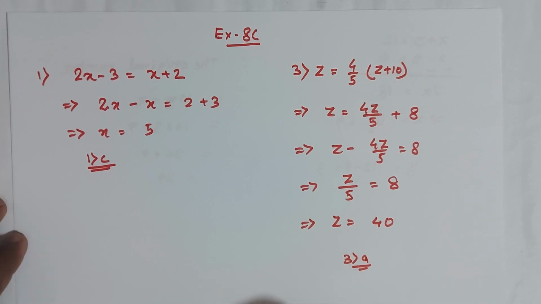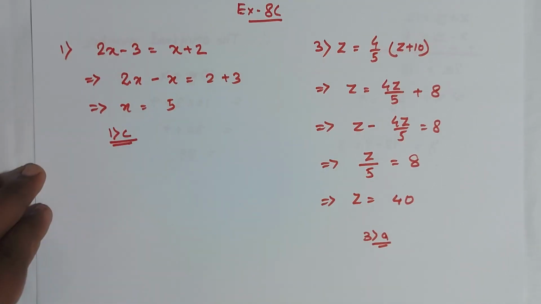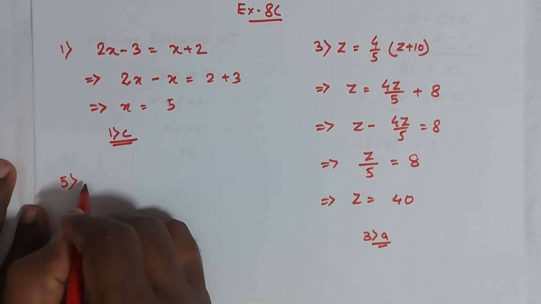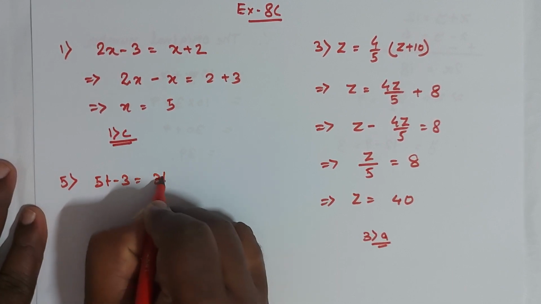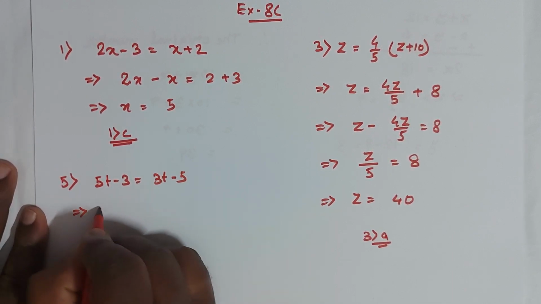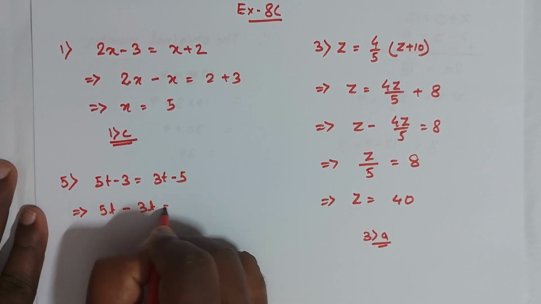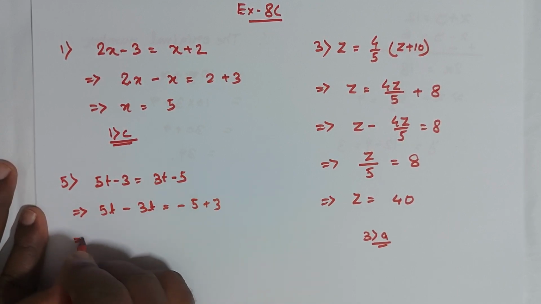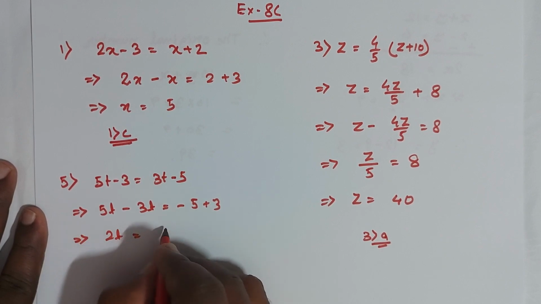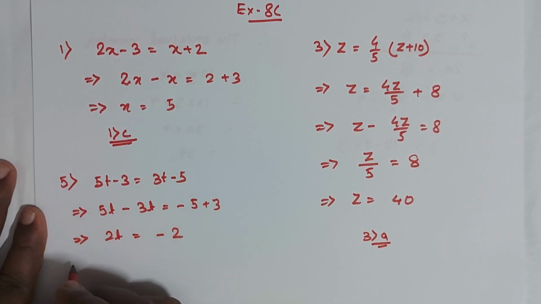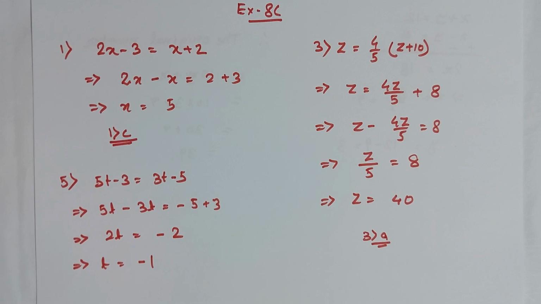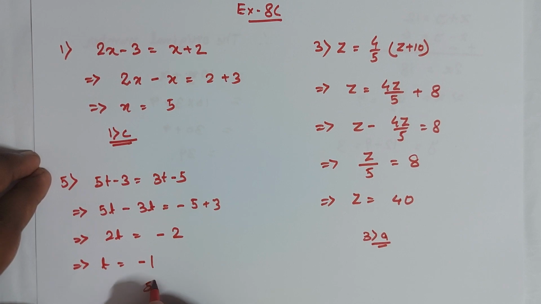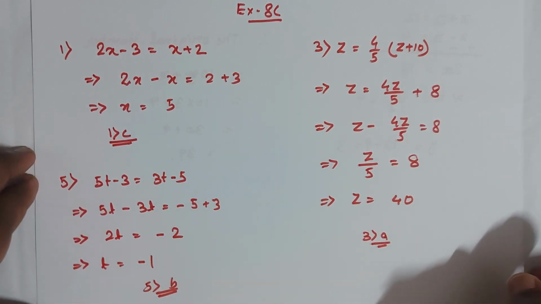Okay, next is question number 5. In question number 5, 5t minus 3 is equal to 3t minus 5, or 5t minus 3t is equal to minus 5 plus 3, or 2t is equal to minus 2, or t equals minus 1. Okay, this is our answer. Now minus 1 is in option B. So option B will be our answer.